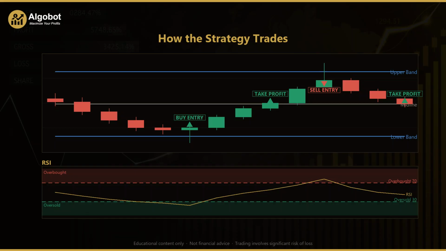Over the following candles, price rolls over. The RSI eases back down out of overbought, and the market drifts toward the center of the range until the midline is tagged and the short take profit is met. So in one sequence you've seen both halves of the strategy, a false break below the lower band with an oversold RSI that fades back up to the midline, and a false break above the upper band with an overbought RSI that fades back down to the midline. Same logic, mirrored, always aiming for the middle of the range.